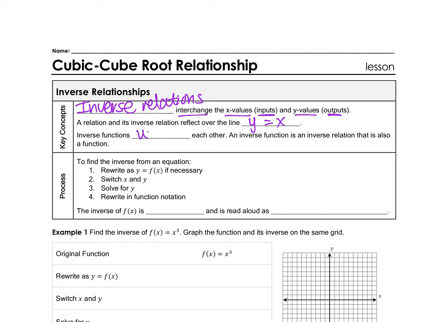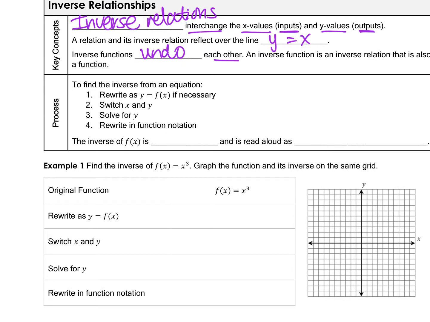Inverse functions undo each other. An inverse function is an inverse relation that is also a function. To find the inverse from an equation, we've talked about it before. Make sure you change your f of x to a y. You're switching x and y, and then solving for y, and then you rewrite it in function notation if needed. So the inverse of f of x is this symbol, and it is read as f inverse of x.